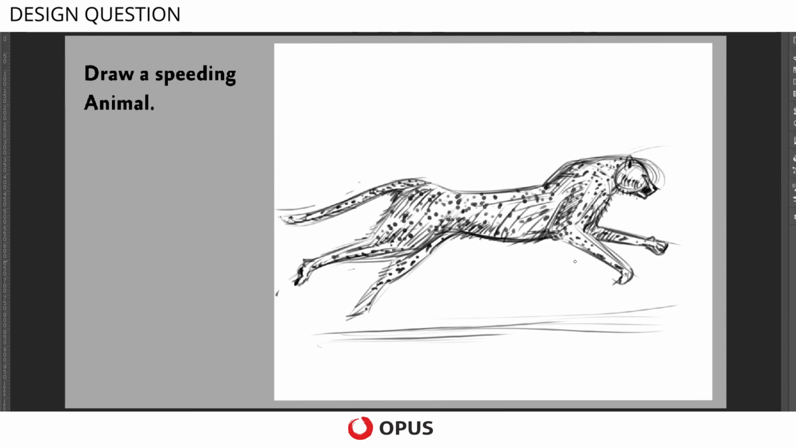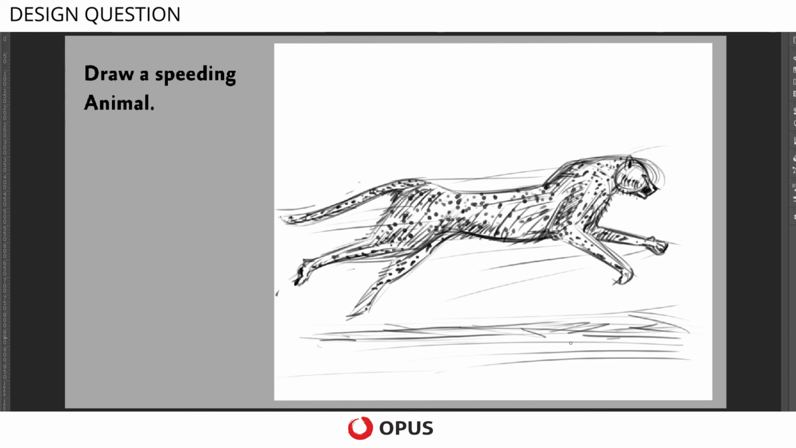Okay, so thus you have a solution ready. Now another thing is, when you draw a speeding animal, you can give certain directional lines like this, which show that the animal is in motion. Also, you can draw the ground in a blurry manner. These lines indicate the speed at which the animal is moving.